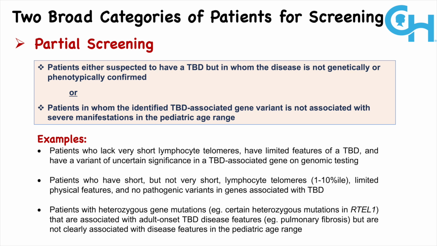And just to give you a couple of examples of what we're talking about for the partial screening category. For example, a patient who lacks very short telomeres but does have some features of a TBD and has a variant of uncertain significance in a gene. Patients who have short but not very short telomeres, who have physical features and have no pathogenic variants that we can identify. And then, for example, patients who have heterozygous RTEL1 mutations, where we know that patients are going to be at risk for pulmonary fibrosis, but do not have clear symptomatology while they're in the pediatric age range.